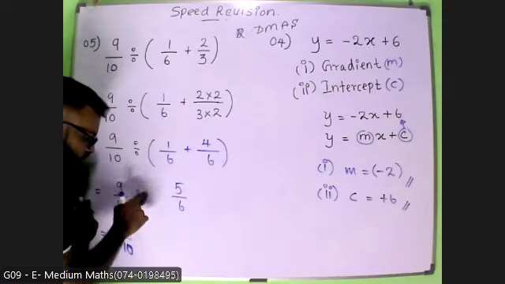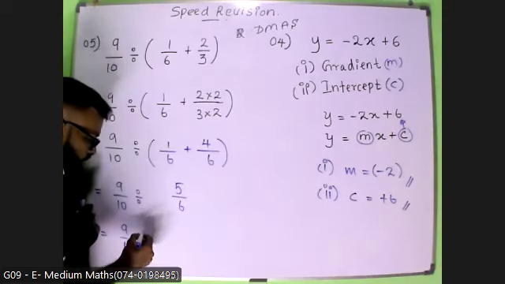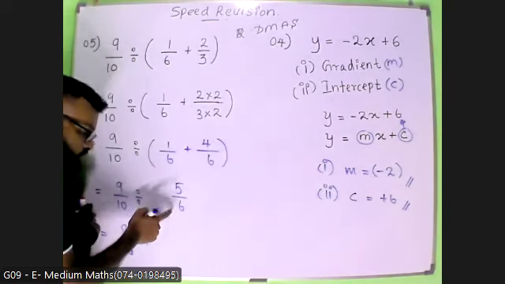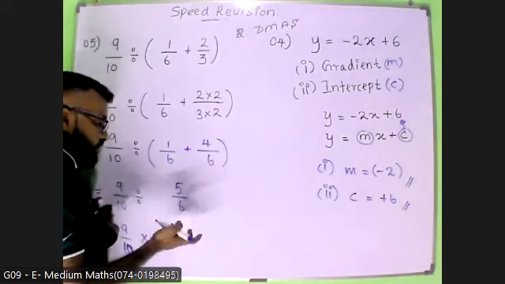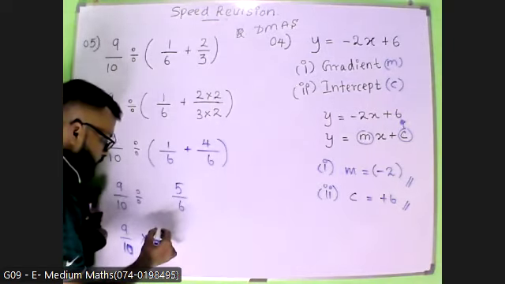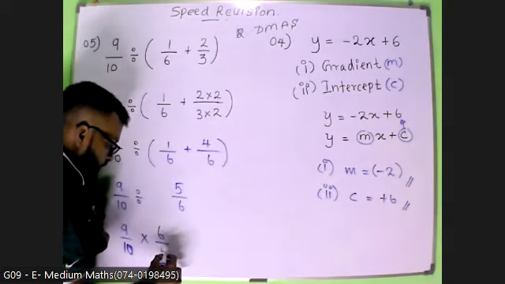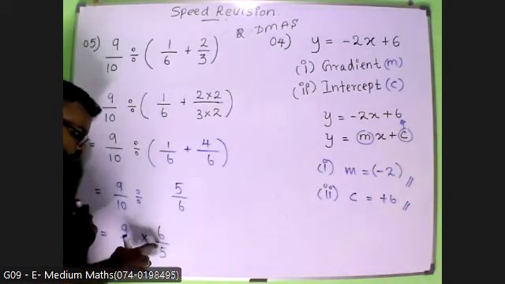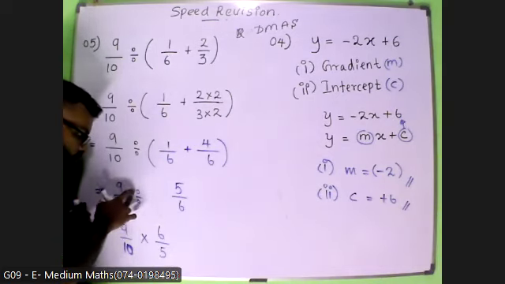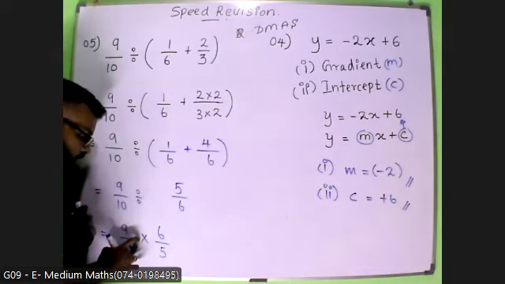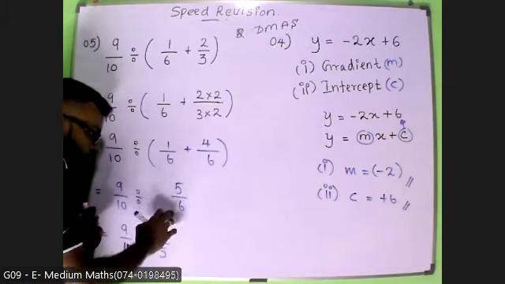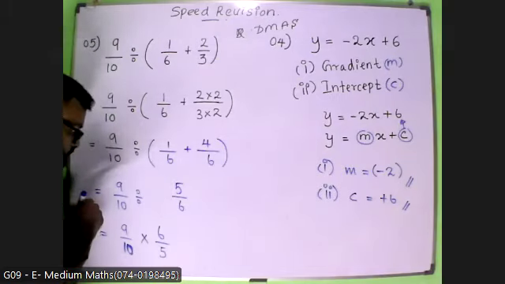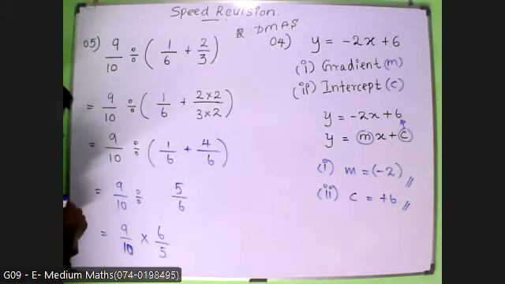So if you convert this division mark into a multiplication, what happens to this fraction? You need to take the reciprocal, right? This is 5 upon 6, right? Reciprocal is 6 upon 5. When you are converting this division mark into a multiplication, you need to convert 5 upon 6 into 6 upon 5. So you can simplify now, right?